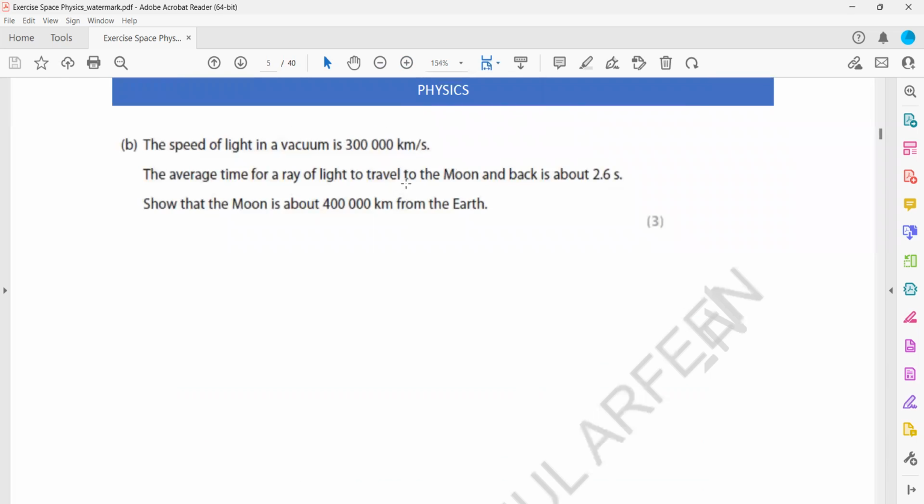The speed of light in a vacuum is 300,000 kilometers per second. The average time for a ray of light to travel to the moon and back is 2.6.